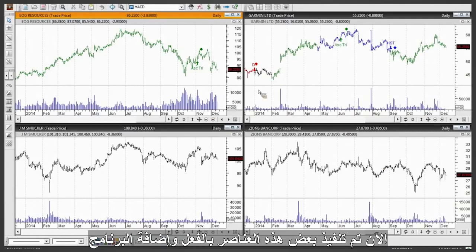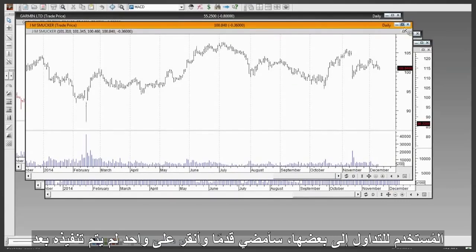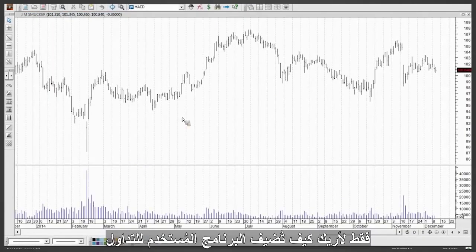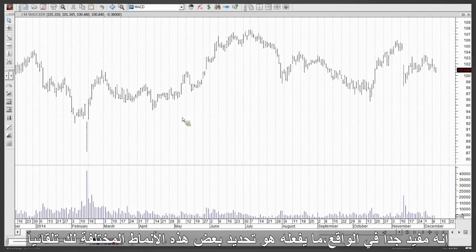Now a couple of these I've actually already gone through and added the expert advisor to, so I'm going to go ahead and click on one that I haven't, just so I can show you how to apply the expert advisor. Now the expert advisor for the chart pattern recognition is very, very handy. What it does is it's automatically going to highlight these different patterns for you.